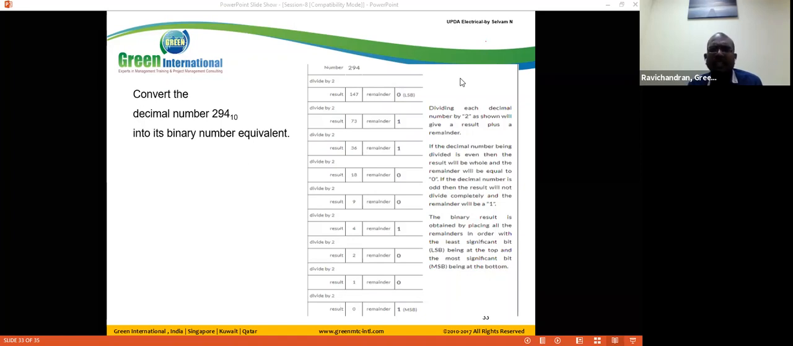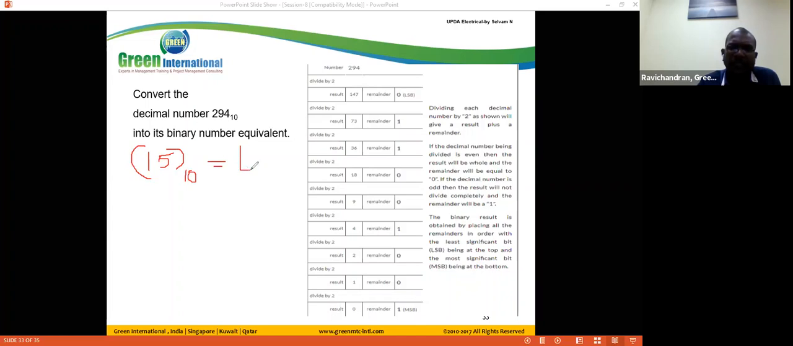So how do we convert a decimal number to a binary number? Here I take a bigger number so it is easy to understand. For example, we take 15. 15 is a decimal number. We convert the decimal number into a binary number.